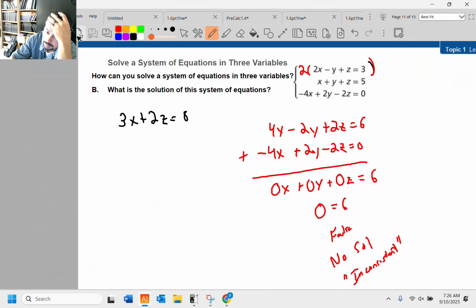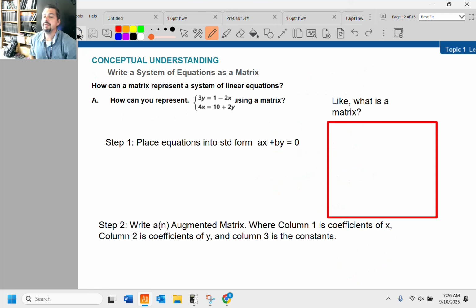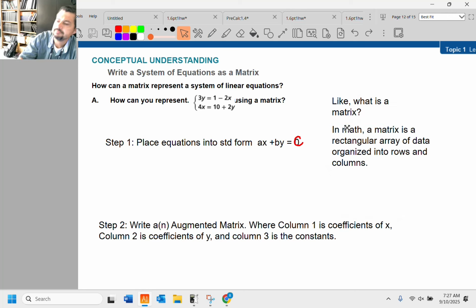Anywho, moving forward. Next thing is matrices. How can a matrix represent a system of linear equations? And this should say equals C. Its standard form is ax plus by equals the constant. So we're going to represent these using matrices. And you probably have no idea what a matrix is. It used to be a big deal back in the 80s and 90s. In math, a matrix is a rectangular array of data that is organized into rows and columns.